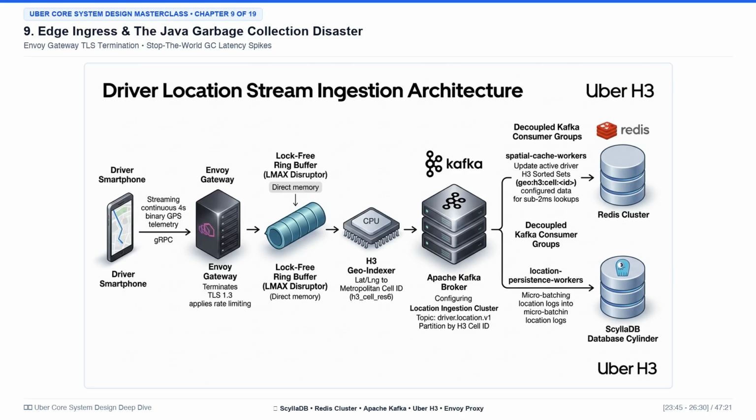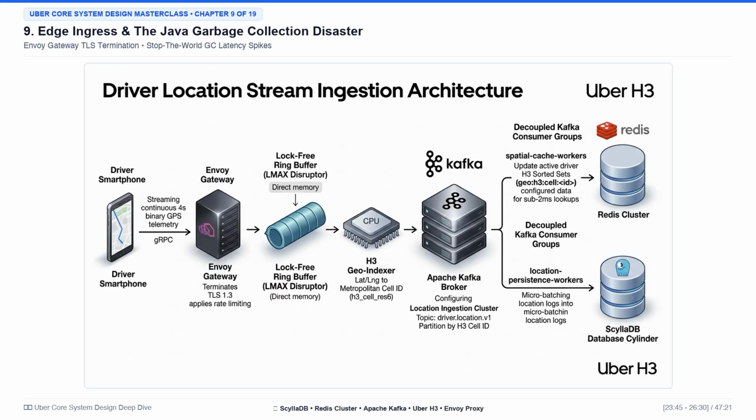Okay, so Envoy is the bouncer at the club. Exactly. Envoy terminates the connection, applies rate limiting so a hacked phone can't spam the system with fake pings, and passes the payload to the ingestion workers. And this is where things get tricky, right? Yes. Here's where standard web architecture hits a massive wall.